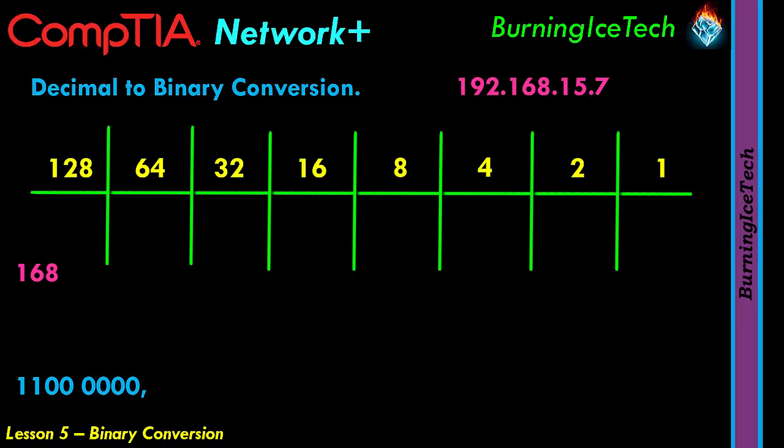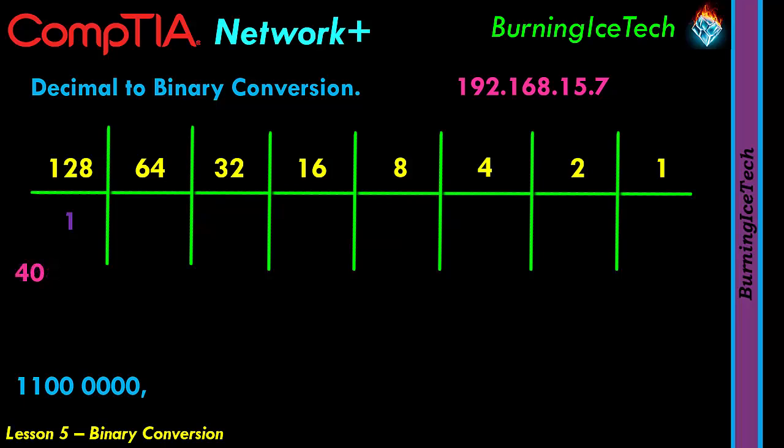Is 128 smaller or equal than 168? Yes, it's smaller. What happens if it's smaller or equal? We put a 1. So we're going to put a 1 underneath the 128. And I'm using different colors this time, just to distinguish. Every time we get a 1, what happens? We subtract that number, which is 128, from the 168. So I'm going to subtract 128 from 168. My new number now is 40.